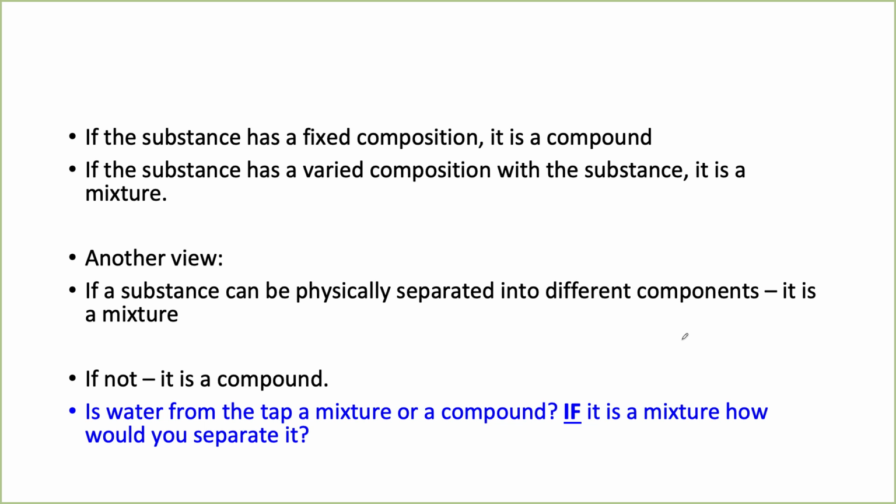So now, to finish up this lecture, if the substance has a fixed composition, we know it's a compound or an element. If the substance has a variable composition, it's going to be a mixture. And we'll take another view of this. If a substance can be physically separated into different compounds, it's a mixture. If not, it's a compound. And a question for you: is water from a tap a mixture or a compound? And if it is a mixture, how would you separate it?